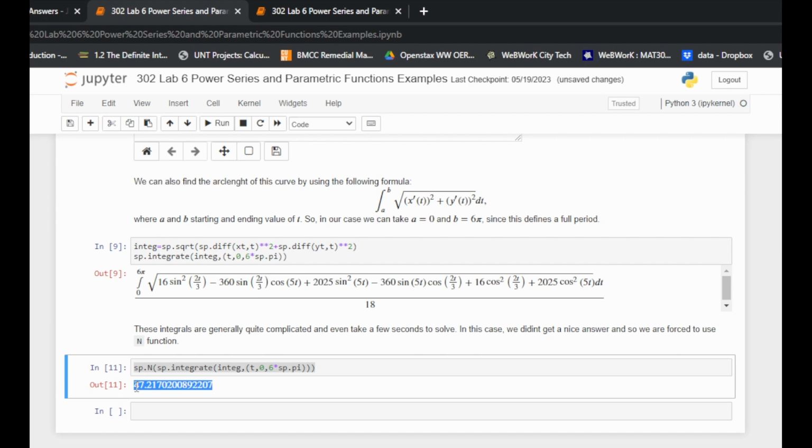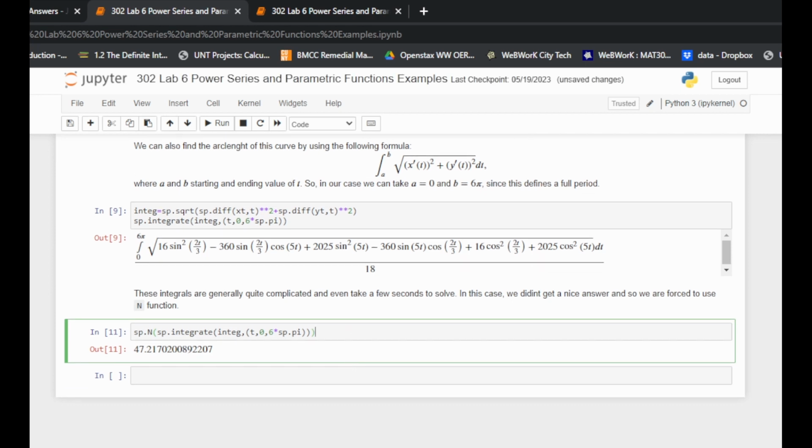So when you are doing your problem set, especially when you're calculating these long integrals, be patient and give your computer a bit of time to actually calculate it. It depends how strong your computer is. It can take up to a minute sometimes to do this calculation.